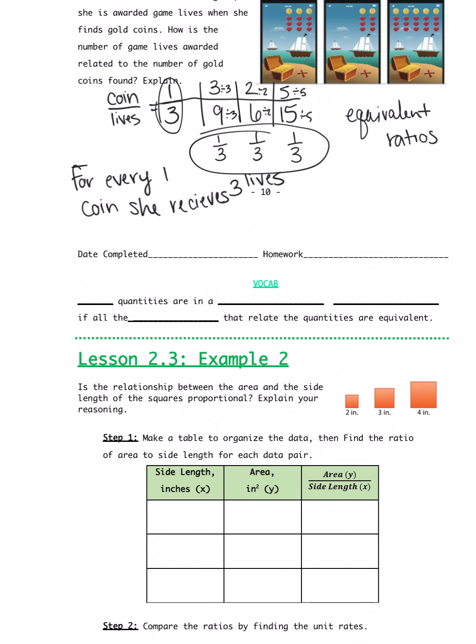So based on what we know, we're going to say 2 quantities are in a proportional relationship if all the ratios that relate the quantities are equivalent. And again, we just saw that in this last one. 3/9 is equivalent to 1/3. 2/6 is equivalent to 1/3, and 5/15 was equivalent to 1/3. So they were all equivalent. So that's our vocabulary for that one.